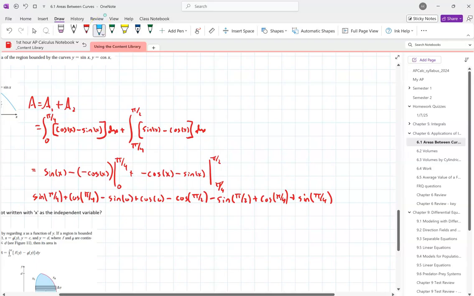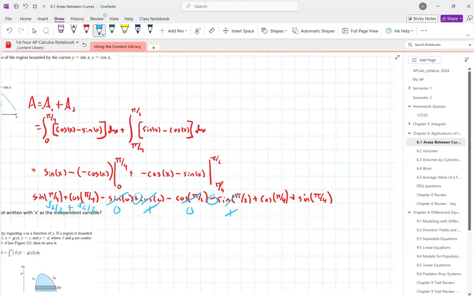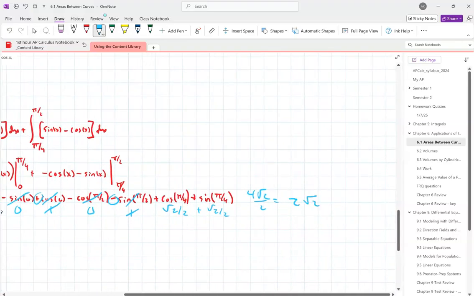Okay. Sine of 0 is 0. Cosine of 0 is 1. Cosine of pi over 2 is 0. Sine of pi over 2 is 1. So those guys, because I have a plus and a minus, those just cancel out. Everybody's good there? Sine of pi over 4? Root 2 over 2, and same with cosine of pi over 4, right? So we have 1, 2, 3, 4 root 2's over 2, or just 2 root 2.